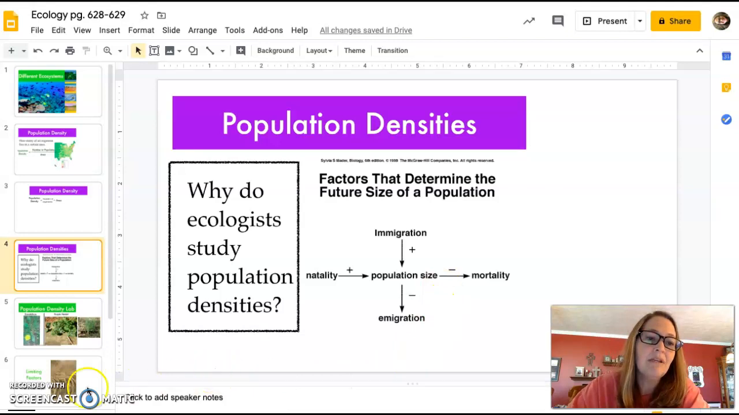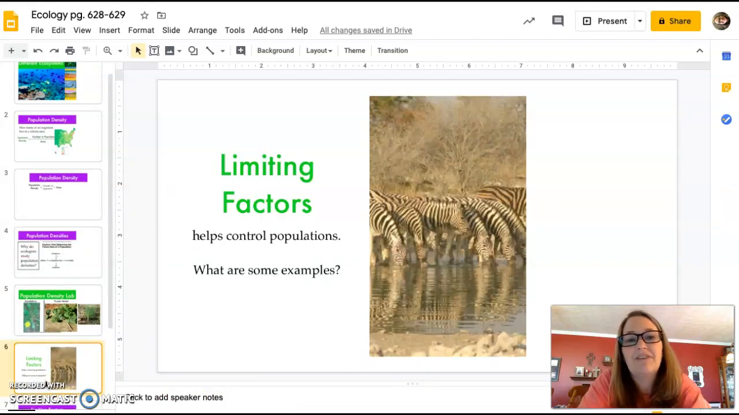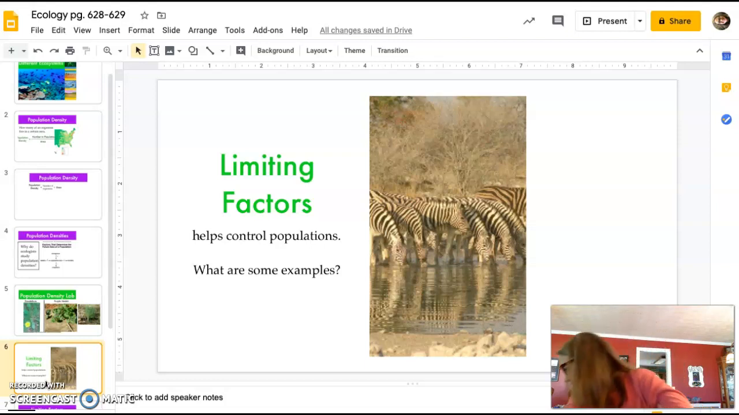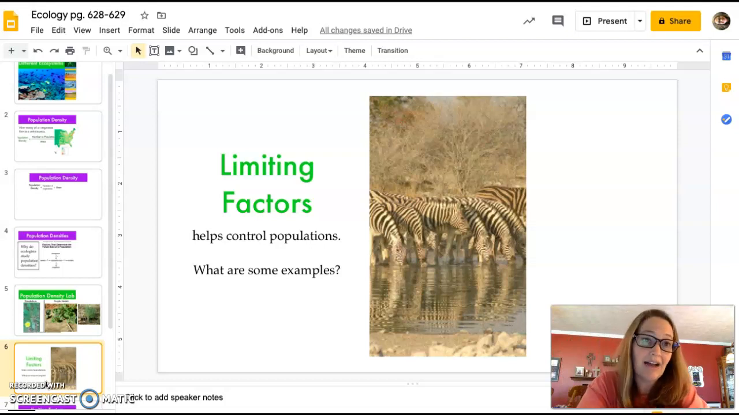Okay. So let's go to limiting factors here. Limiting factors are anything that helps to control a population. You're not going to be able to support an indefinite number of organisms because there just wouldn't be enough resources. So things that we think of as resources also become limiting factors to control these populations, to keep the populations in check with one another. And that's on page 629 in your book where it gets into limiting factors.